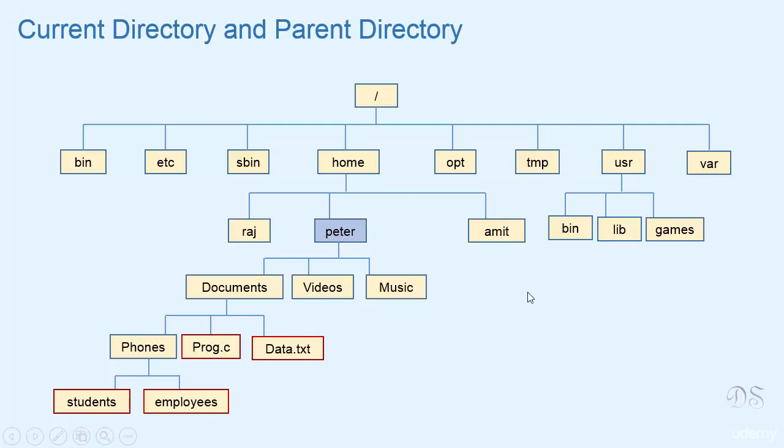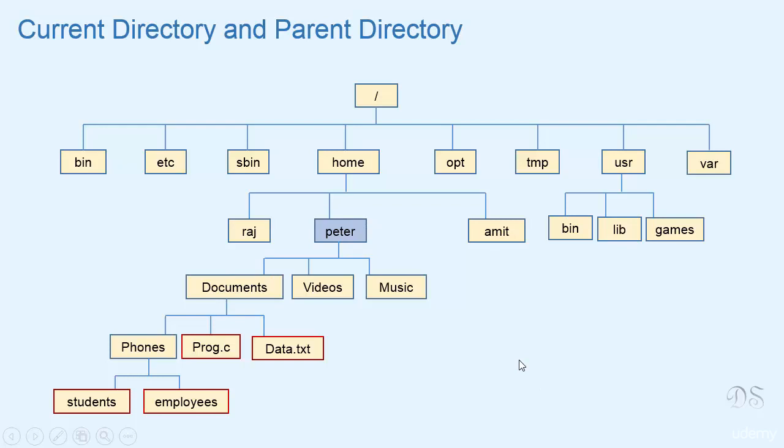You can move around different directories using the graphical interface available. To move around using the command line, you need to know the CD command. We'll learn about the CD command later in this course. Now each directory has a parent directory, except of course this root directory. For example, parent of this directory is this, parent of this directory is this, parent of this directory is this.